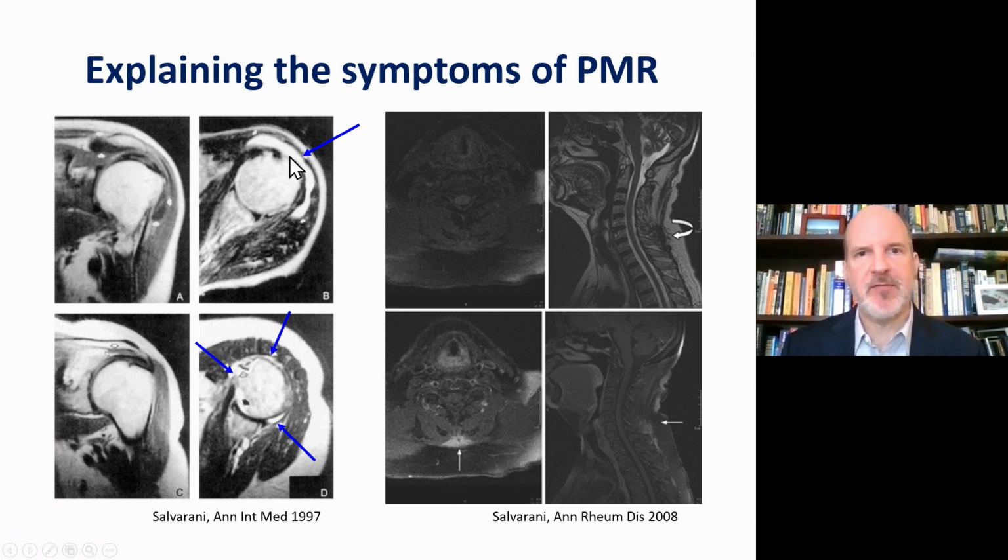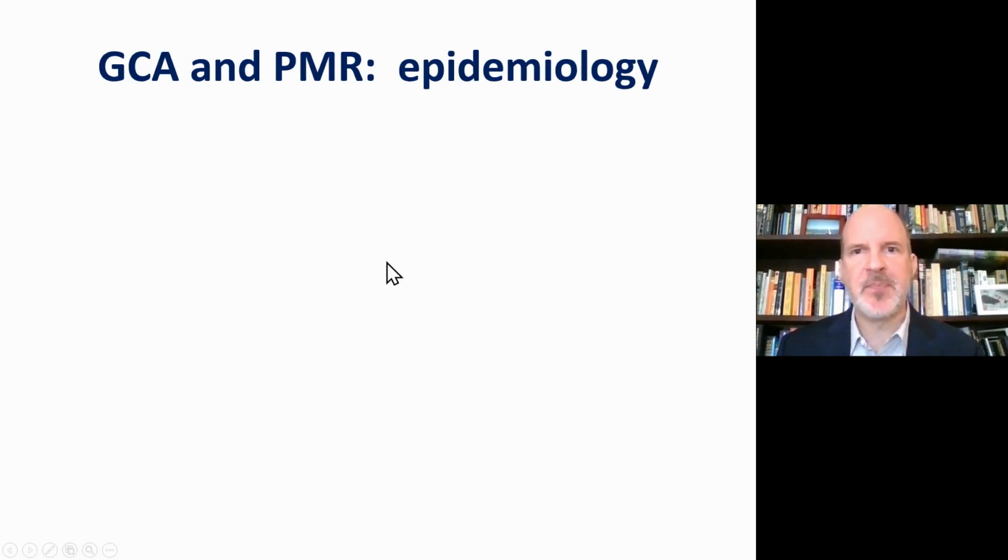We didn't know this until we had advanced imaging studies like MRI. That's bursitis. This is glenohumeral joint arthritis, and that's bicipital tenosynovitis. This I thought was really neat, a study that showed bursitis between the spinous processes that can occur in this disease and probably explains neck pain.